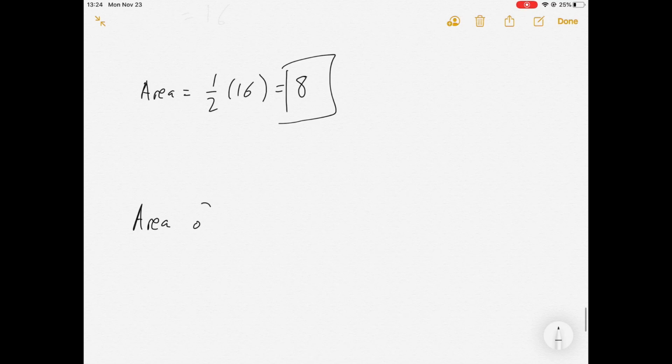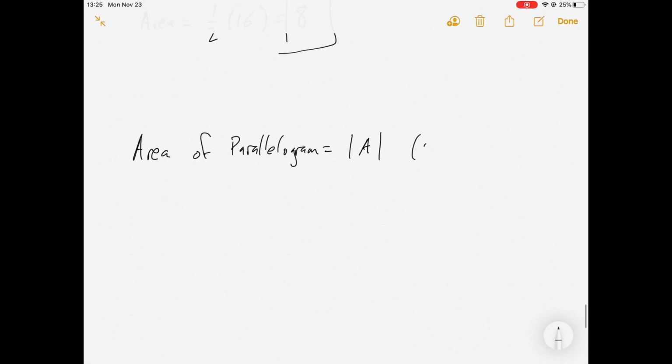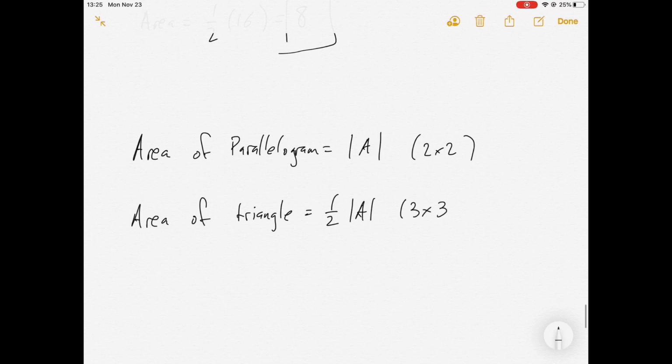So for the area of a parallelogram, we did the absolute value of the determinant of its area matrix. So this was a 2 by 2. And then for the area of a triangle, we did 1/2 times the determinant of that matrix, which was a 3 by 3. And technically, I do need absolute value of each of those. So just remember, you're finding an area, so it should be the positive amount.